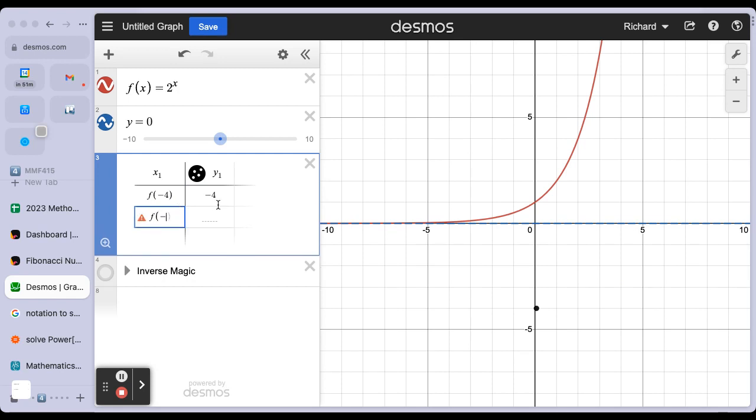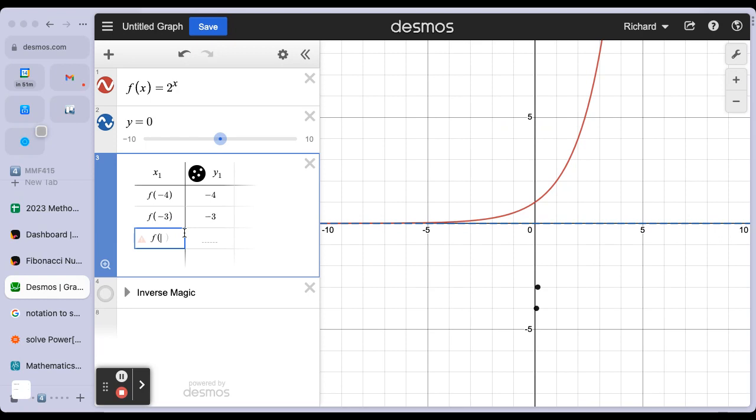F of minus 3. That's the y coordinate from the function, is now the x coordinate of the inverse. And we've got minus 3 here. There's the next dot. We've got minus 2 and minus 2. Can you see what I'm doing? I'm just flipping the x and the y coordinates of the original function, the 2 to the x function. Okay, so these points are the inverse of the coordinates here. The x's and the y's have been flipped.